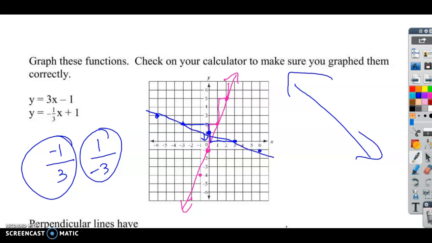Oh, terrible straight line. But pretend it's straight, okay? Actually, don't pretend it's straight. I'm going to see if I can draw that better.